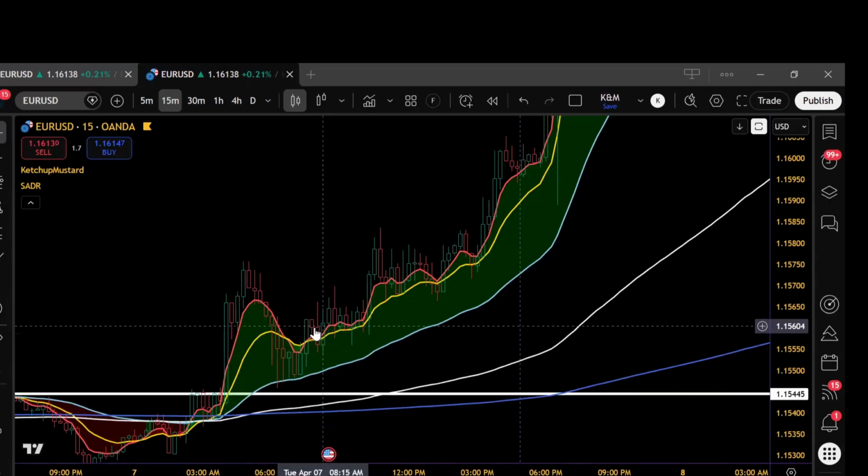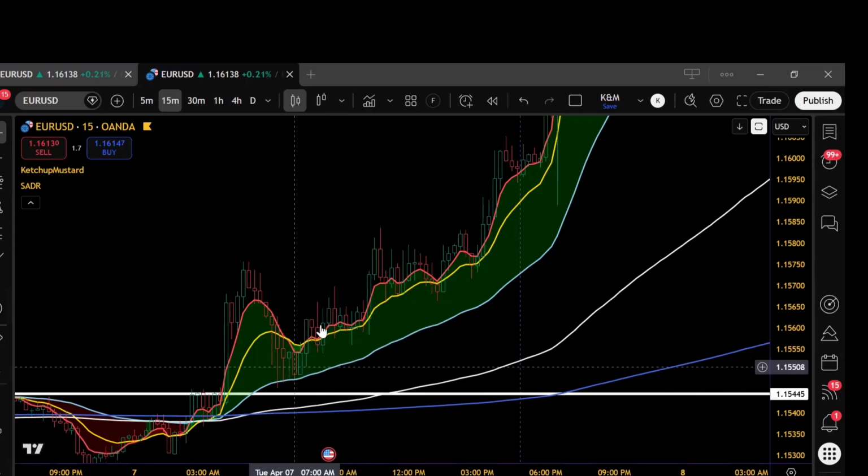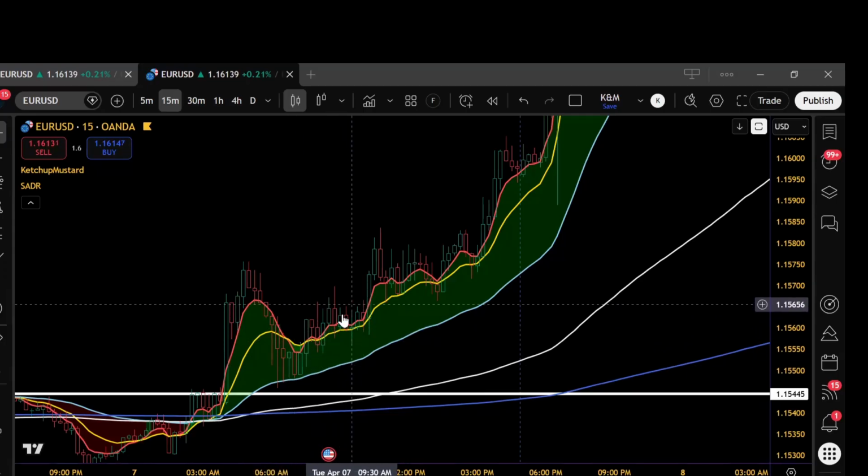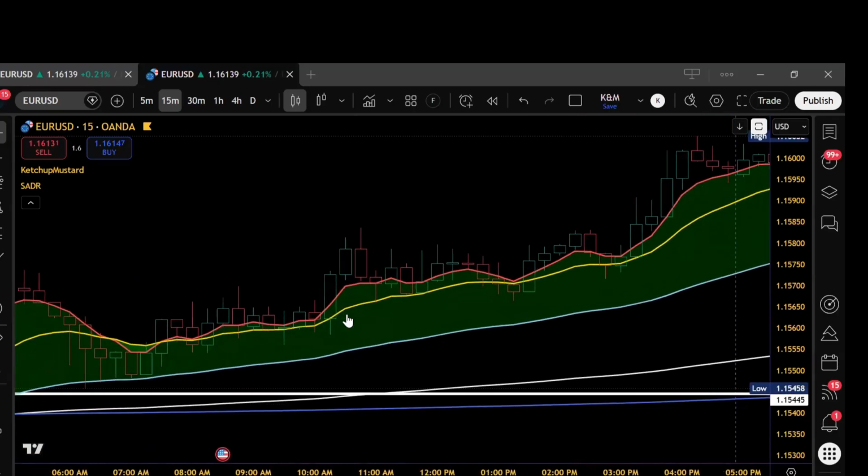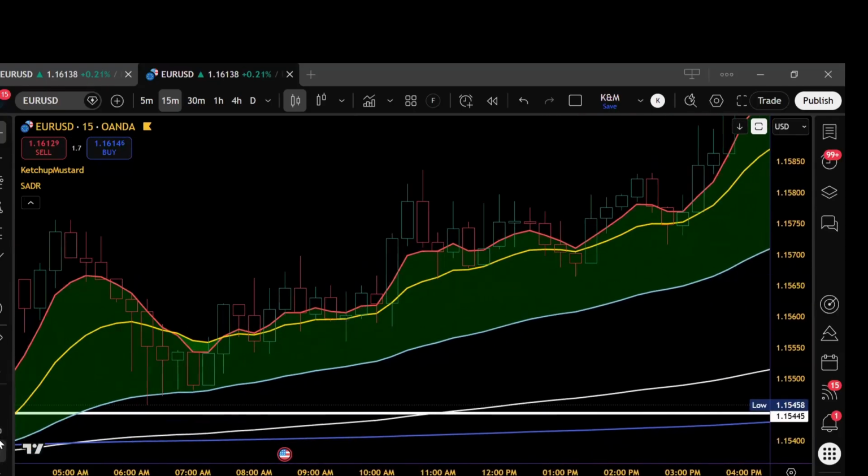We got a railroad right here. After that one, pull back to the mustard. We got a morning star right here. Let me zoom in on these things. I'm finna dissect this. Morning star. Y'all see that morning star? Yeah. We got a railroad track, morning star, bullish engulfing.